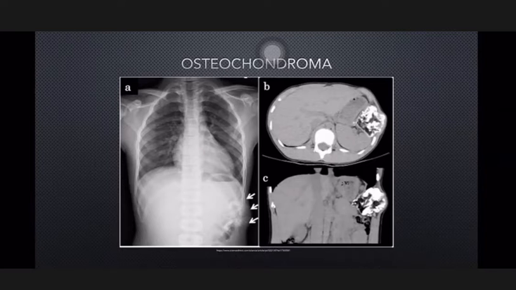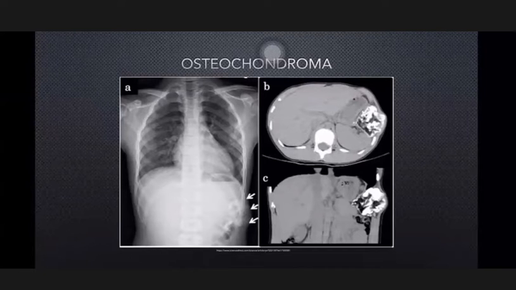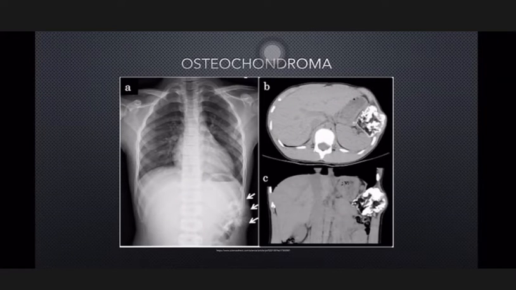Image A is a chest X-ray showing a high-density lesion at the left chest wall, as shown by the arrows. And images B and C are a CT scan showing a calcified lesion arising from the left ninth rib, which protrudes and puts pressure on the diaphragm, the stomach, and the spleen.